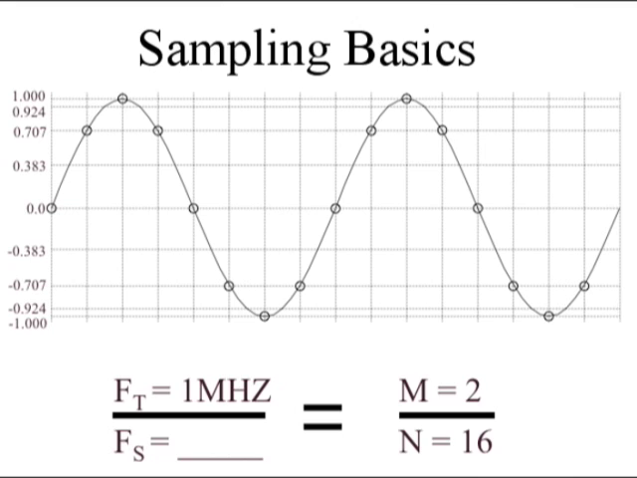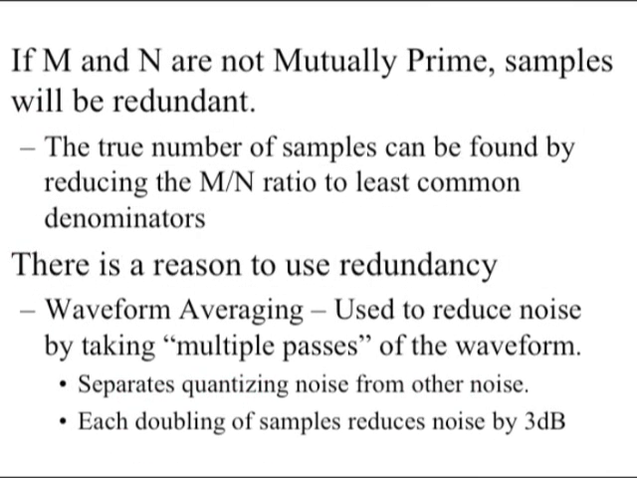Let's try changing our M to 2 now. So we're going to take 16 samples over 2 cycles of our 1 megahertz test frequency. Take a close look at the first cycle of the waveform. You can see there are 8 unique samples, but the second cycle has 8 samples that are identical to the first set. That makes that second set of samples redundant. In other words, if M and N are not mutually prime, and 2 and 16, that is an M of 2 and an N of 16, are not mutually prime, then some of the samples will be redundant. The true number of samples can be found by reducing the M and N ratio to the least common denominators.